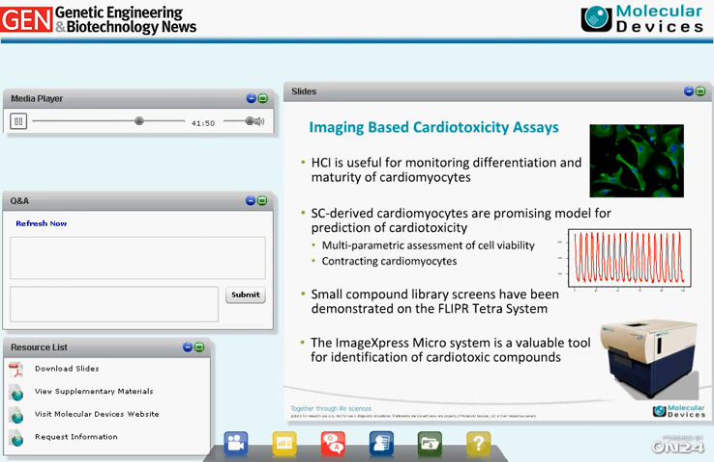And lastly, the ImageXpress Micro is a very valuable tool for identifying cardiotoxic compounds. It can automatically acquire and analyze your images. I think Miguel showed an example of that in his talk earlier. So a very powerful tool for automating these types of analyses and assays.